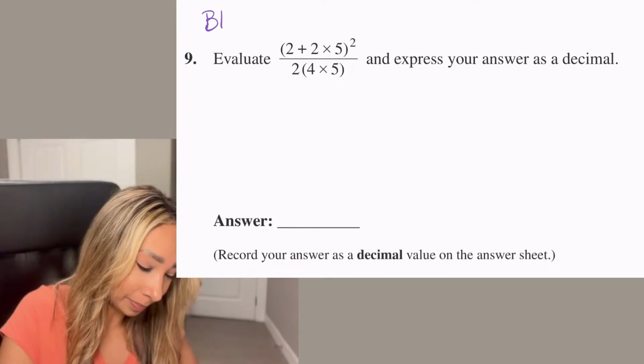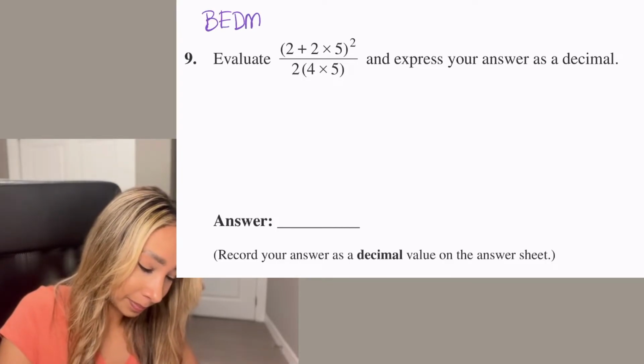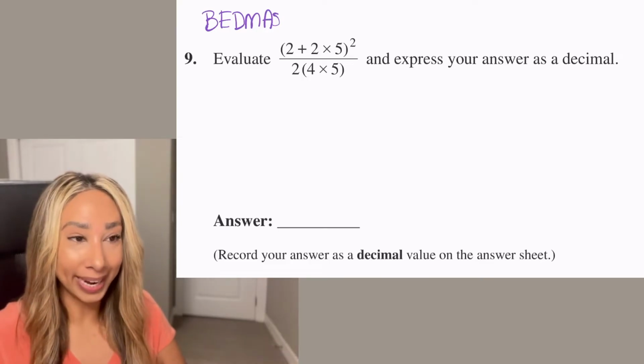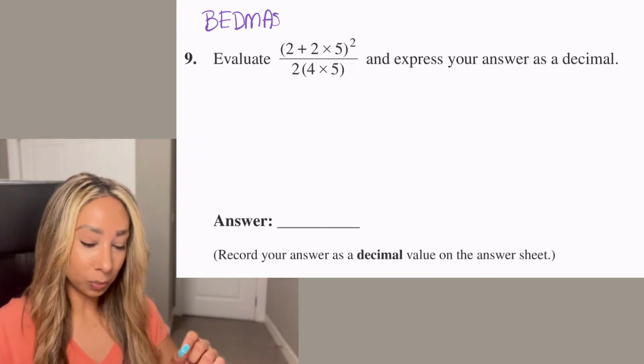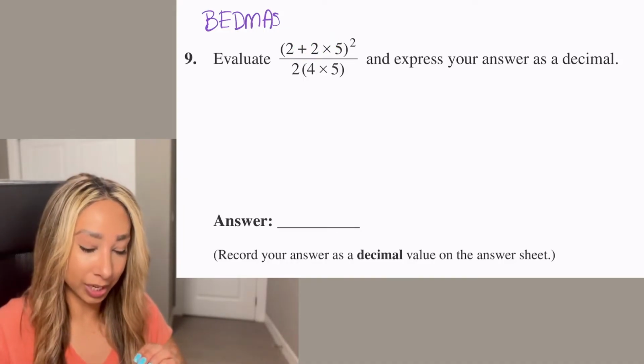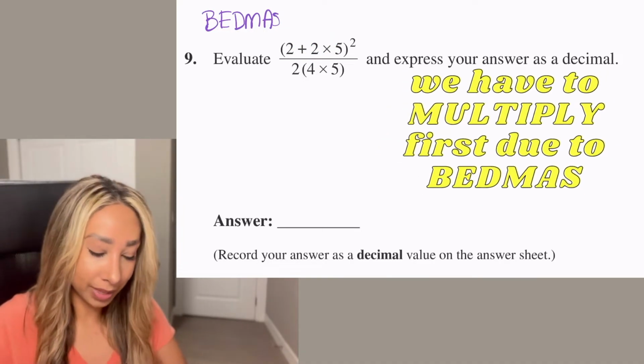Okay, question 9. So what we're going to need to do with this one is follow the rules of BEDMAS. So what I'm going to do is write that up here. The first thing we need to look at is evaluating our brackets. Now inside our brackets, we do have the operation of addition and multiplication. So we're going to need to multiply everything first.